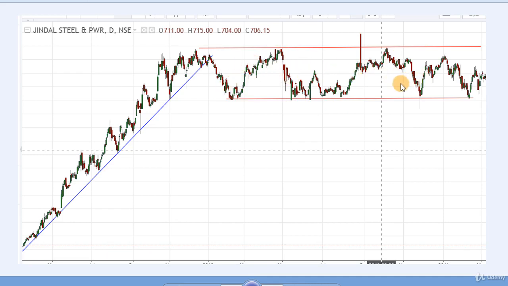In this way, trend line gives us a clear picture about the market. This was all about the trend and trend lines.